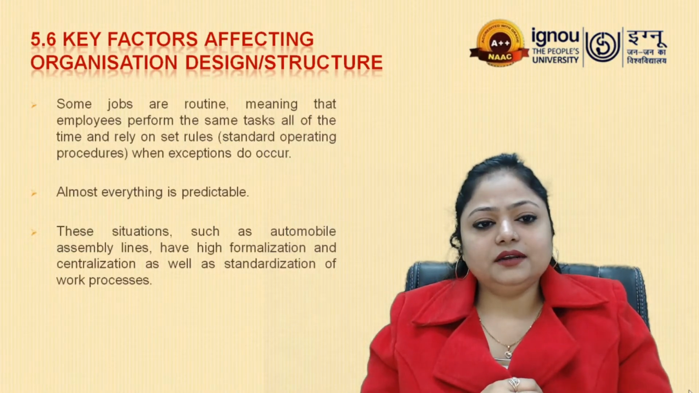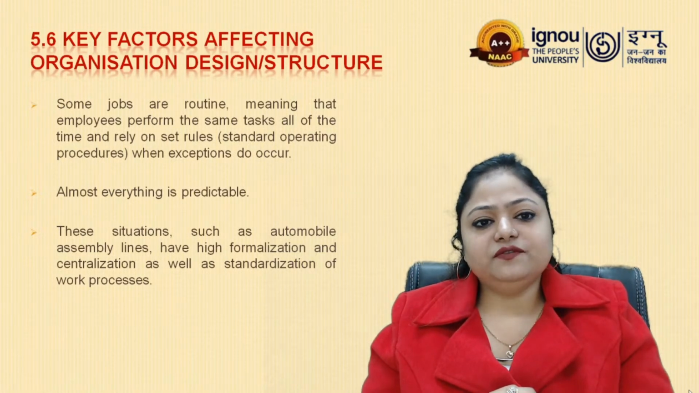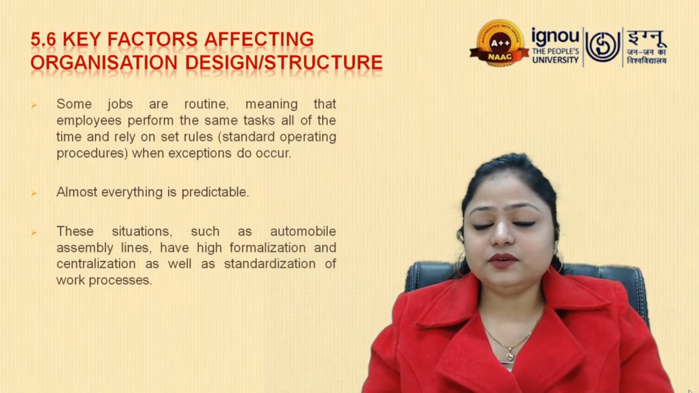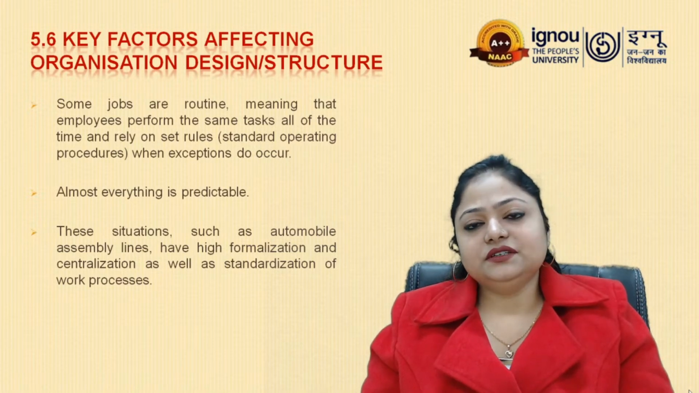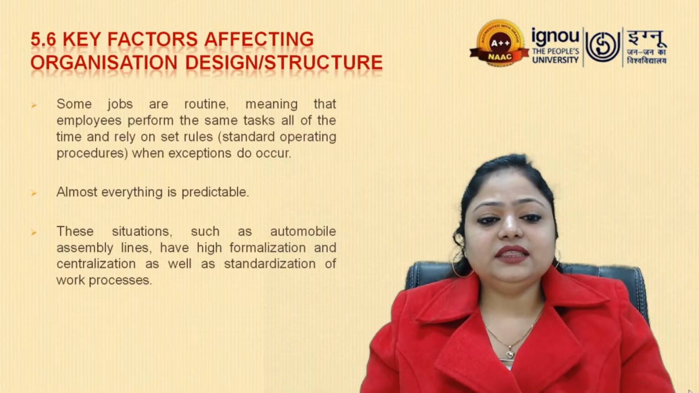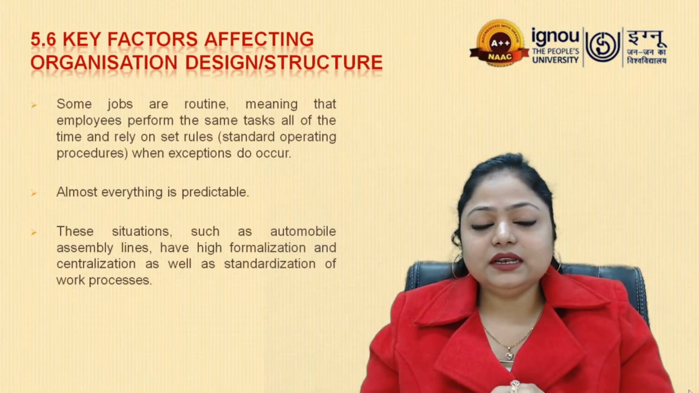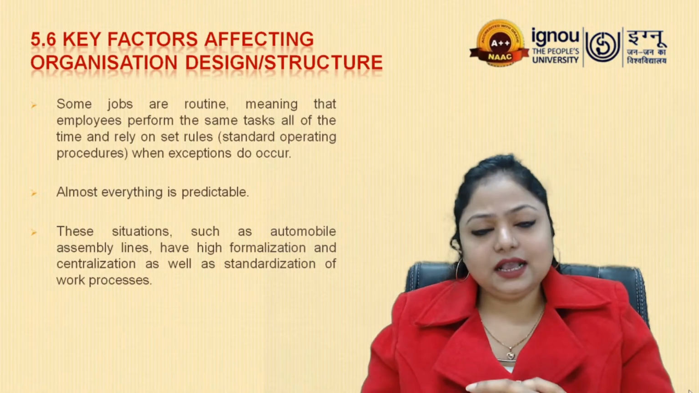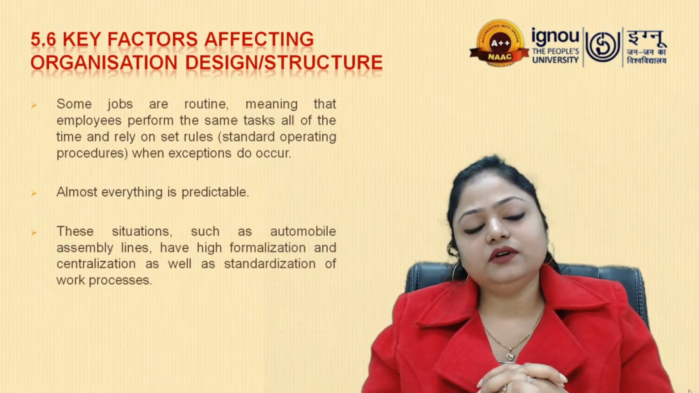Some jobs are routine, meaning that employees perform the same task all the time and rely on a set of rules, that is, standard operating procedures. When exceptions occur, almost everything is predictable, and these situations, such as automobile assembly lines, have high formalization and centralization as well as standardization of the work processes.